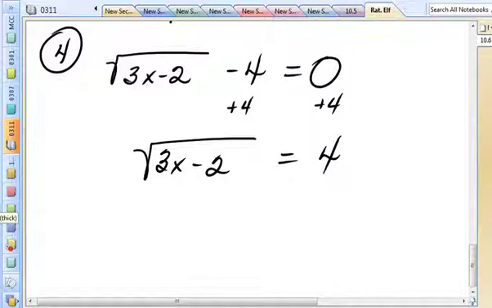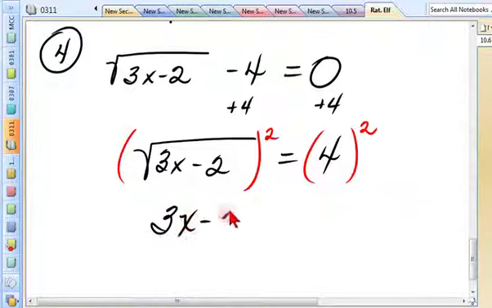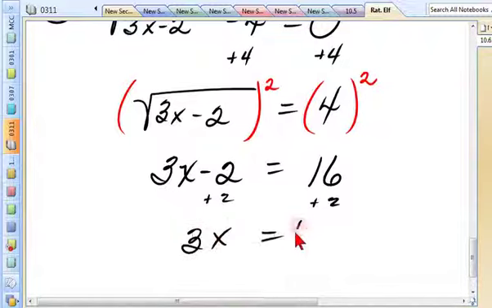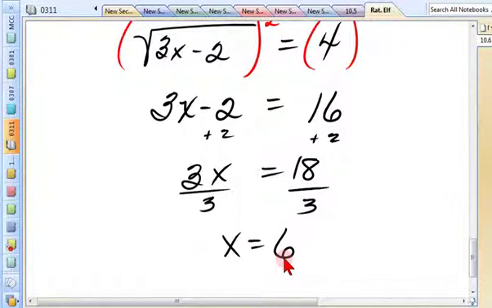What next? Isolate the radical. Square both sides. You don't want that radical, so you have to square both sides. What do I get on the left? 3x minus 2. And on the right, 16. I have a linear equation to solve. Add 2. That gives me 3x is 18. Divide by 3. X is 6.